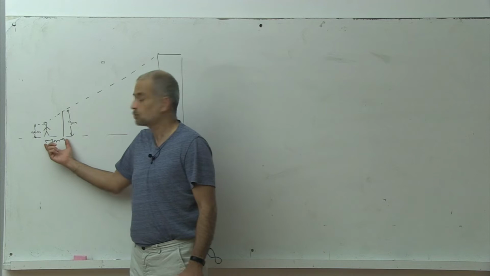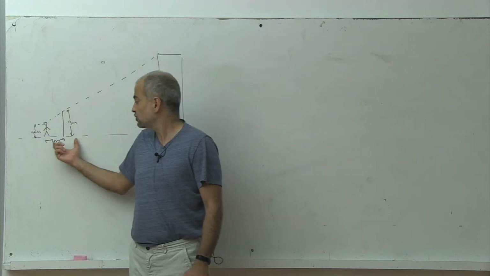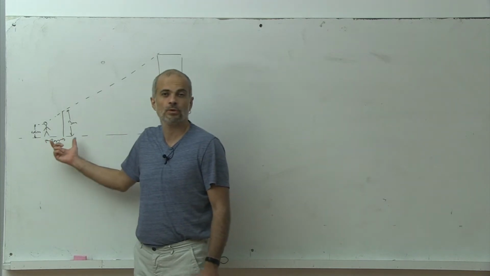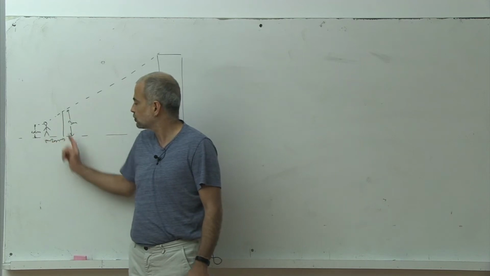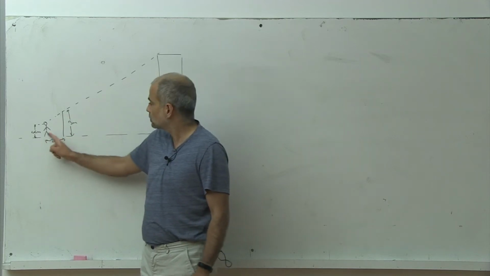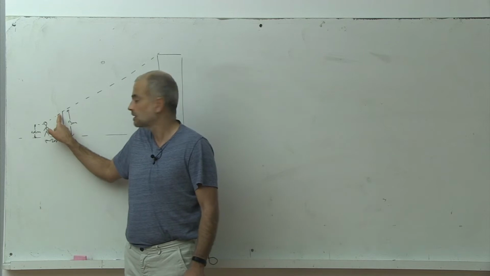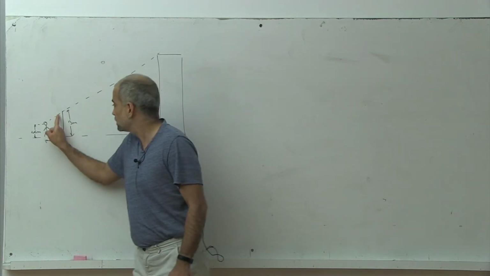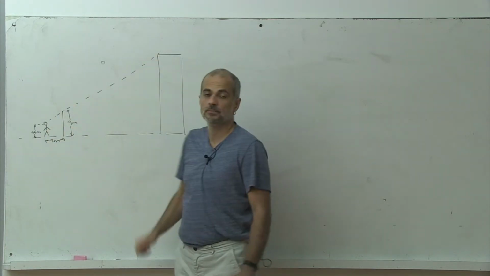And then you take 2 large steps. Each large step is more or less 1 meter. So if you take 2 large steps, you are 2 meters away. And when you look at the tip of the pole from these 2 meters, you see along the same line the tip of the building.